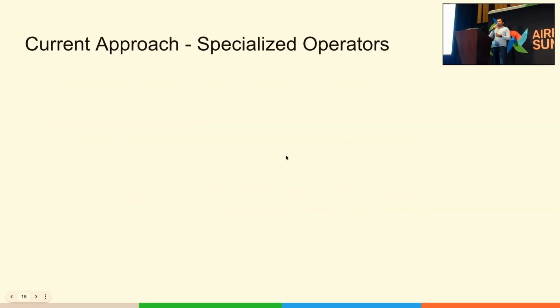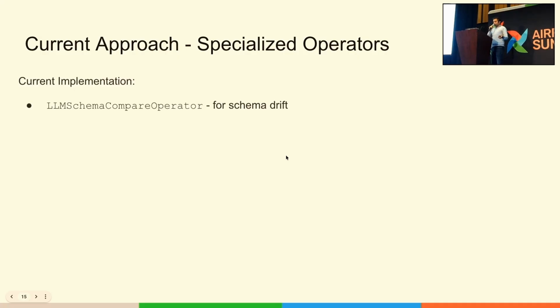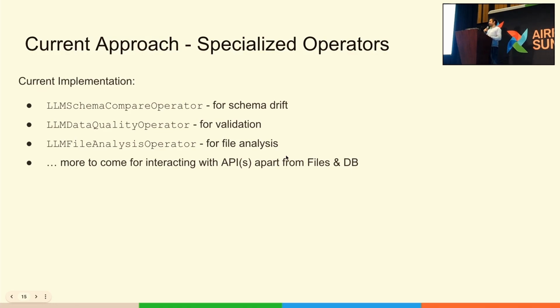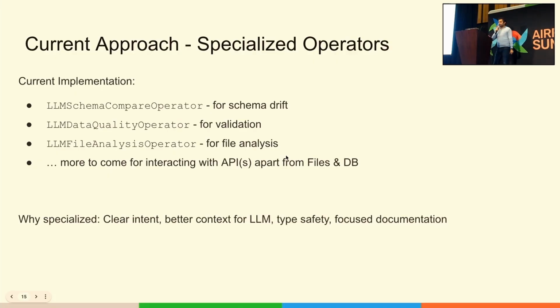The current approach that he has, at least as of now, is specialized operators. So an LLM schema compare operator for schema drift, an LLM data quality operator for validation, an LLM file analysis operator for analyzing the data within your file, and more to come for interaction with APIs. These are just file and DB, but I'm pretty sure you are interacting with a lot of APIs. And you might ask why, isn't this going to create an explosion of operators, and why not just a single LLM operator? There's a reason, at least that's what we think.